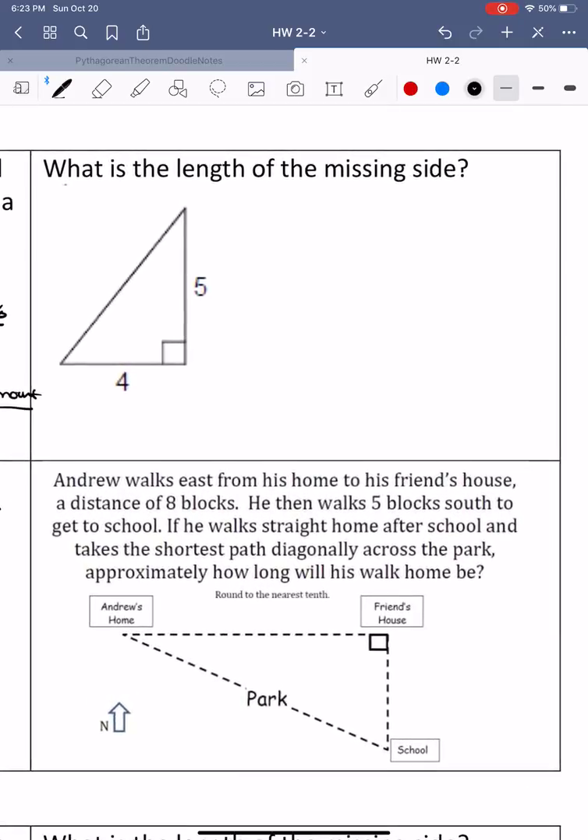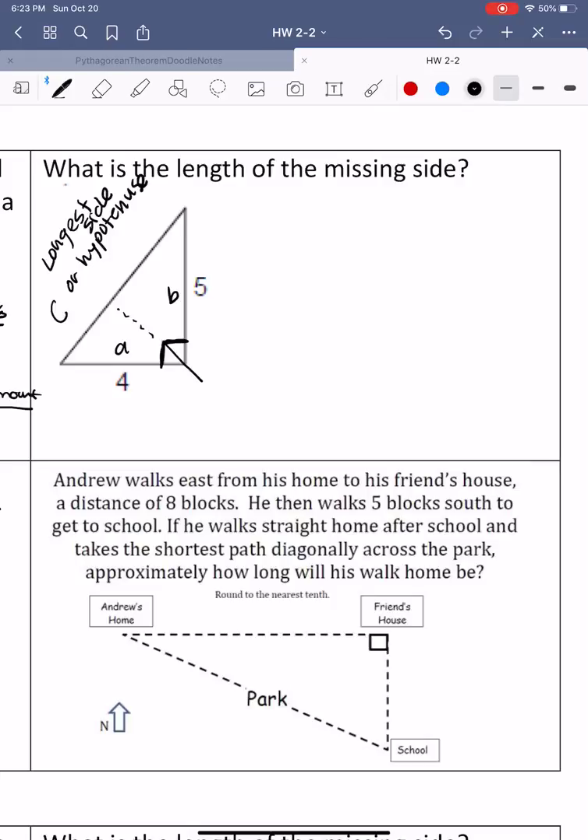Moving over here, and now we're looking for the length of the missing side. As I showed you before, this square in the corner kind of creates an arrow, and this arrow is pointing to C, or the hypotenuse, which is the longest side. So we know that these can be A and B, the legs. It doesn't matter which side is A or which side is B.